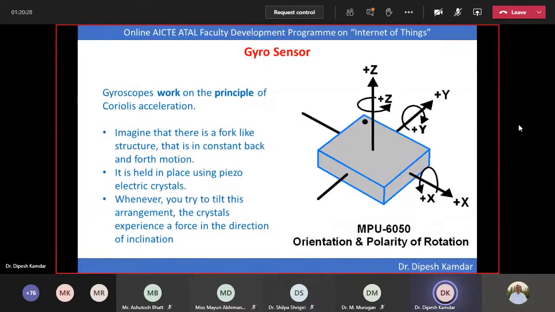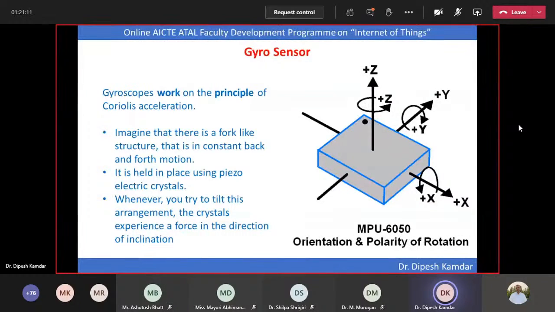Then the gyro sensors work on the principle of Coriolis acceleration. See, in the right hand side image, you can see that three axes x, y, and z are given. Now, imagine that there is a fork-like structure that is constructed for back and forth motion. Once you move it, it has a piezoelectric crystal inside that generates the piezoelectric effect once it rotates or vibrates.